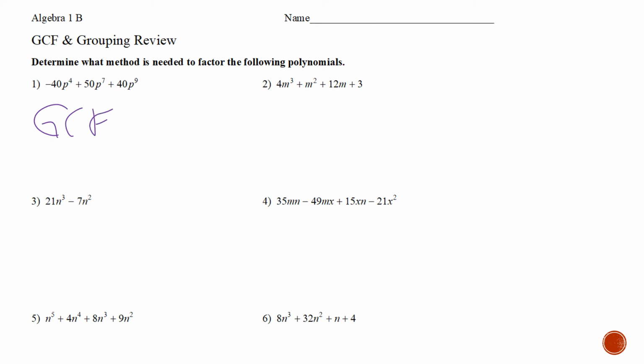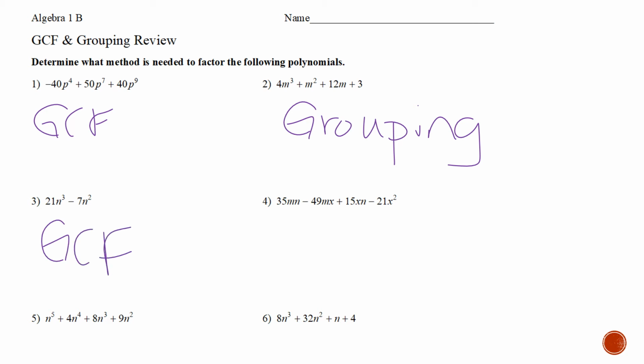Okay, number 2, they don't all have m's in common, and they do not have a number that goes into all of them except for 1, because the second term only has a 1 there. So here I would use grouping since there are 4 terms and there is no GCF. Okay, number 3, they share variables, and 7 would be a common factor that I could factor out, so that one is GCF.